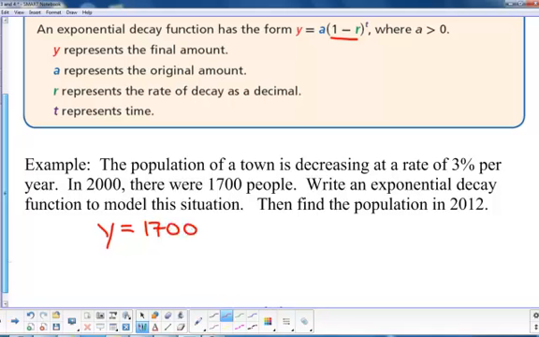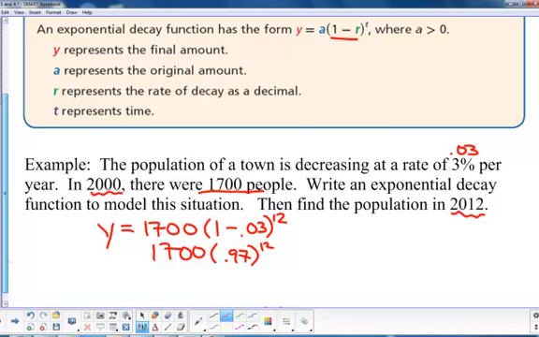So the population of a town is decreasing. They were initially 1,700 people, and we want to know the population in 12 years because we're going from the year 2000 to the year 2012. 3% is written as 0.03, and since it's annual, we don't have the n value in this problem. So 1 minus 0.03 to the 12. So we have 1,700 times 0.97 to the 12th. Which is, so when you multiply something by 0.97, it goes down.